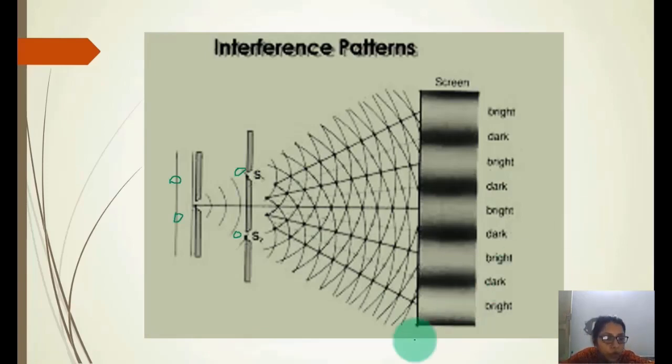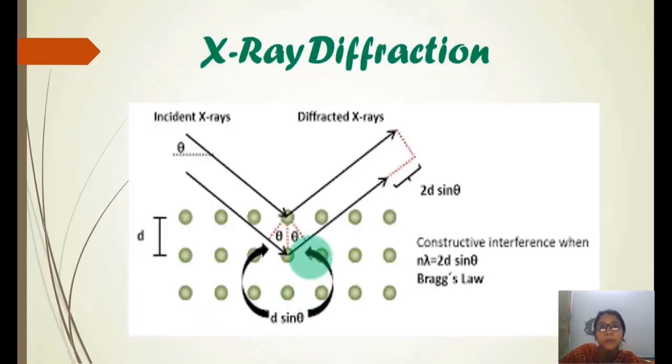Clear? So next we will discuss X-ray diffraction. As I have told you, there is only one condition for diffraction: the size of the aperture or obstacle should be equivalent to the size of the wave, that is, the wavelength of that wave. If these two are comparable, then the diffraction phenomenon will occur.